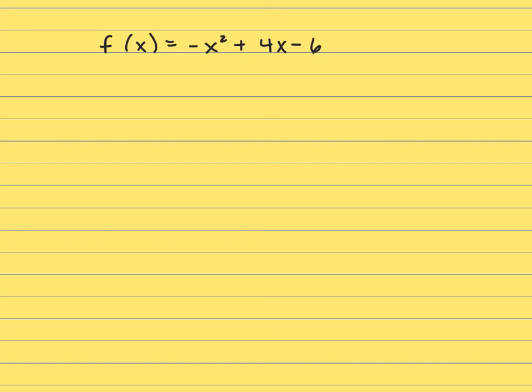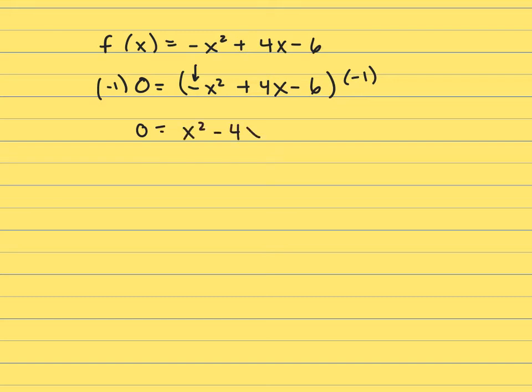The x-intercepts are where y equals 0. So I'm going to let y be 0. And this will not factor, so I'm going to use the quadratic formula. But before I use the quadratic formula, I like my leading coefficient to be positive. So let's multiply both sides by -1. So 0 equals x squared minus 4x plus 6.